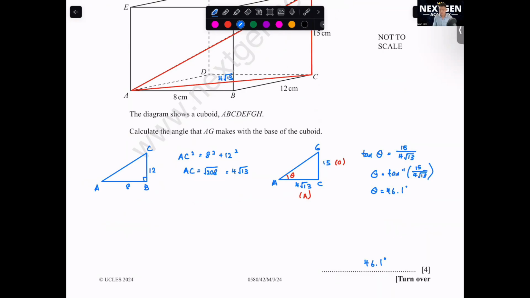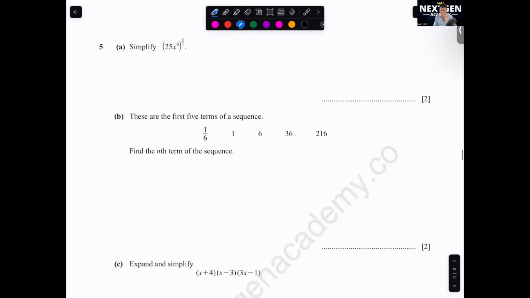Okay, next one. Number 5. Simplify this value. When you have power outside, you have to put power to both of these. So 25 to the power of 3 over 2, x6 times 3 over 2. You will get 125x to the power of 9.